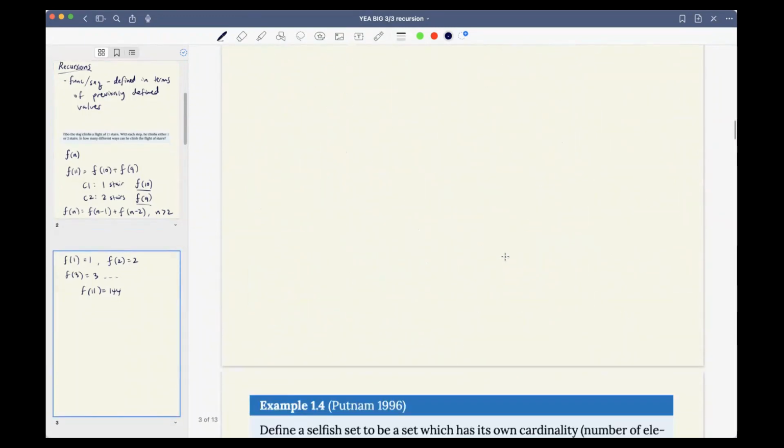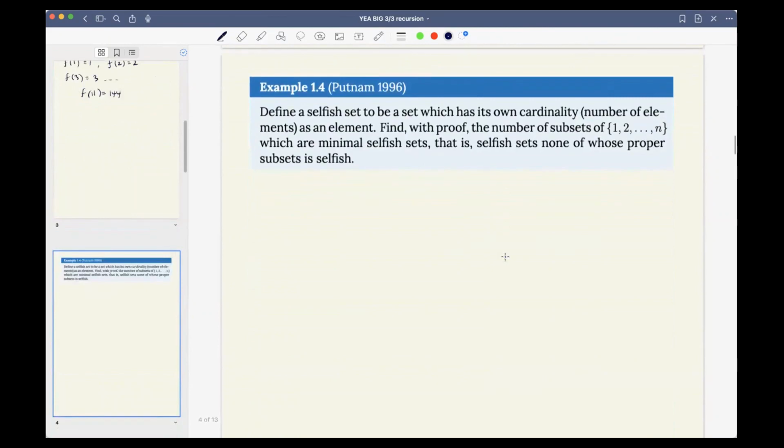All right, let's look at a quite a bit harder question. This one's from Putnam, but it's pretty old. So we define a selfish set to be a set that has its own cardinality, which means the number of elements, as an element in the set. And we want to find the number of subsets of 1 to all the way to n which are minimal selfish sets. And that means these selfish sets have no proper subsets that are also selfish.